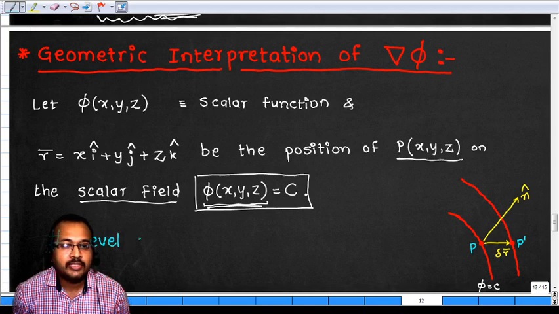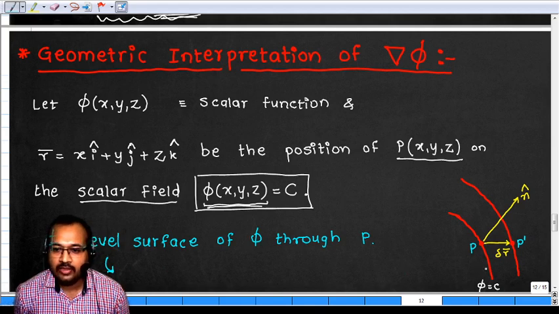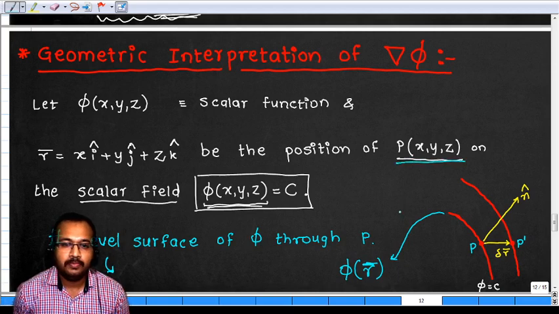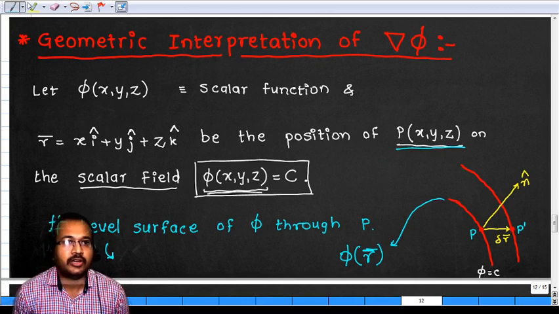This is known as the level surface of phi through point P. So we can call this phi of r bar, meaning the scalar field passing through the point P, just like the contour lines.